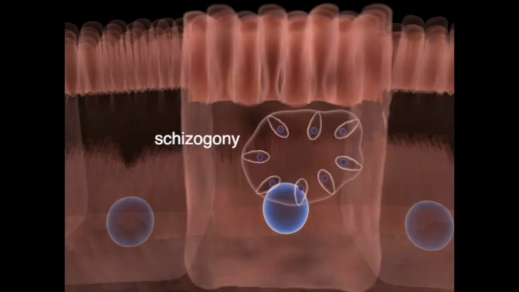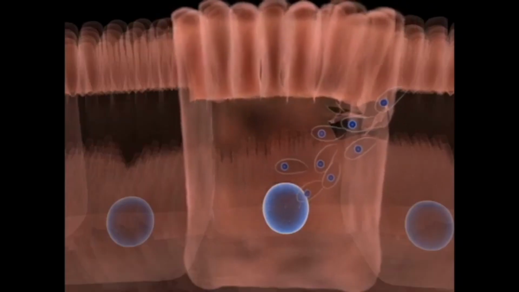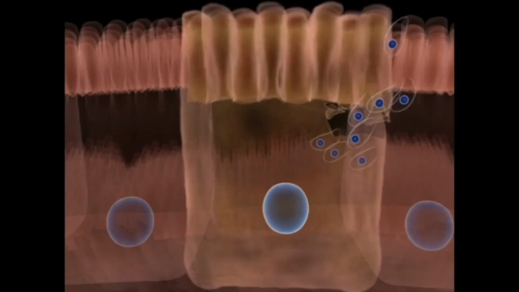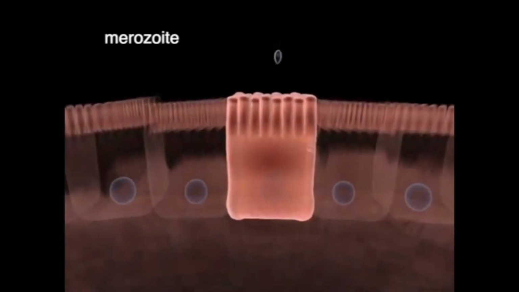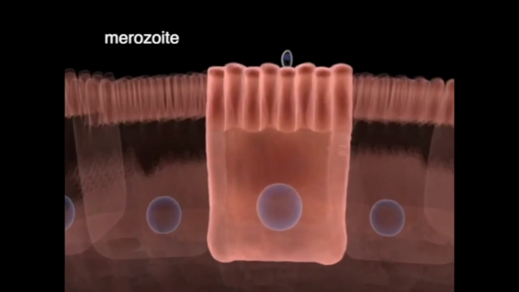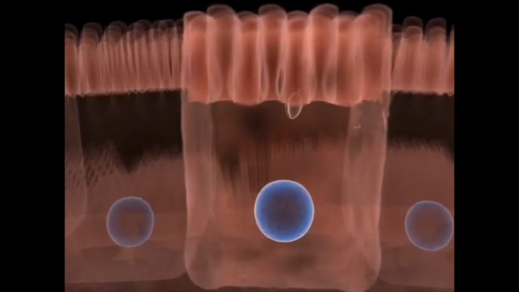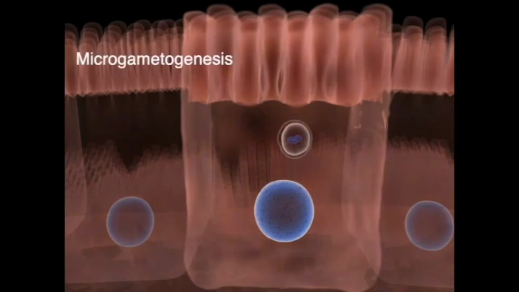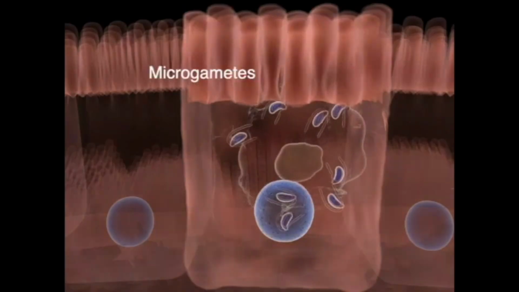In this method of division, many nuclear divisions take place, and in the end, the cytoplasm and organelles are equally distributed among the daughter cells, called merozoites. The merozoites leave the host cell and invade new ones, repeating the process. After several schizogonic cycles, gametogenesis takes place. Male gametes are called microgametes and are produced by schizogony, but follow a different pathway, resulting in biflagellated cells.